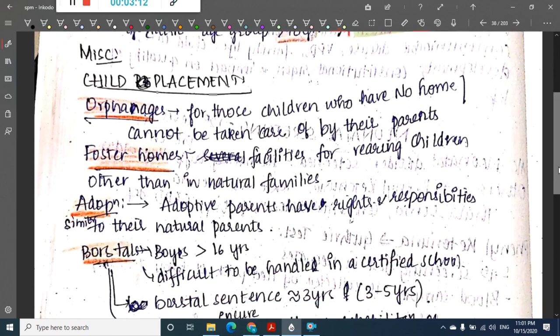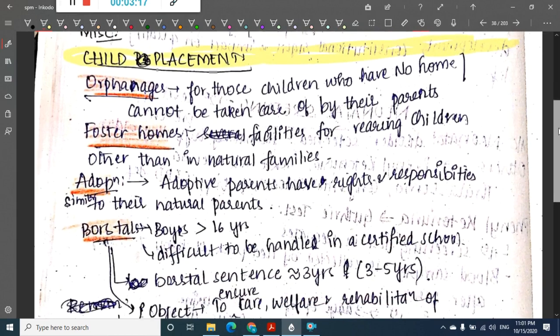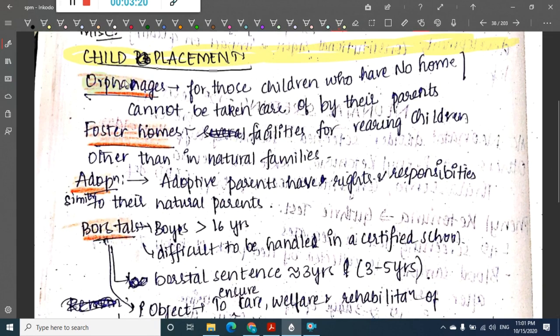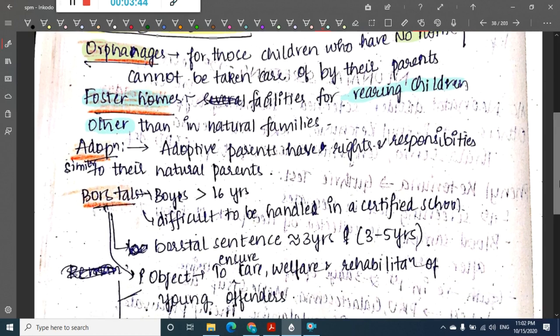Then we will learn a few points about the child replacement facilities available in India. First we have orphanages, for children who have no home and who cannot be taken care of by their parents. Then we have foster homes, available for rearing children in other than natural families. Then we have adoption, where adoptive parents have rights and responsibilities similar to natural parents.